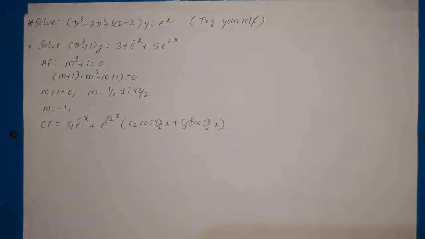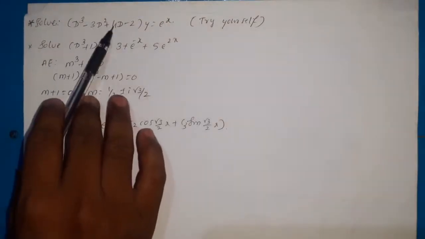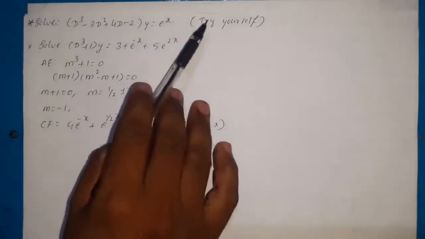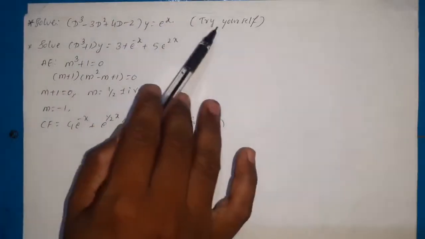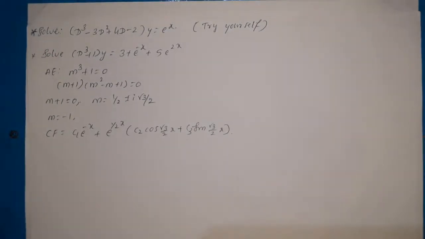The next example, (D³ − 3D² + 4D − 2)y = e^x. This problem is for you. Try this and submit it in the Google Classroom.